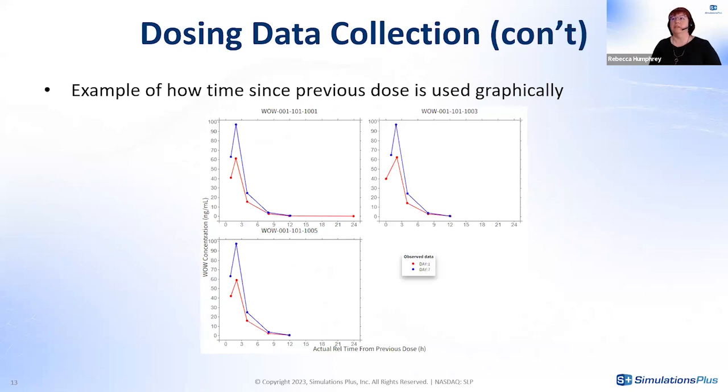Here's an example of such a plot. By calculating the time since previous dose, you can put multiple profiles together, given that there was a full profile collected on day 1 and day 7 for each individual. In this example, each plot represents one individual and 2 profiles, and you can see the differences in the concentrations visually between day 1 and day 7.